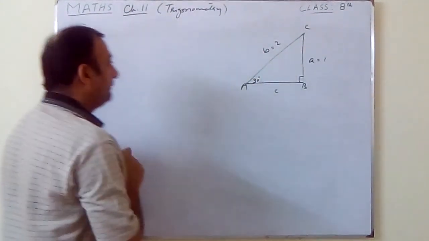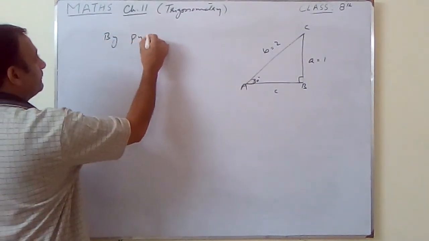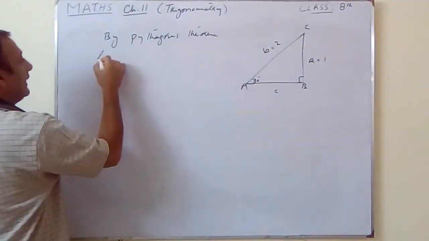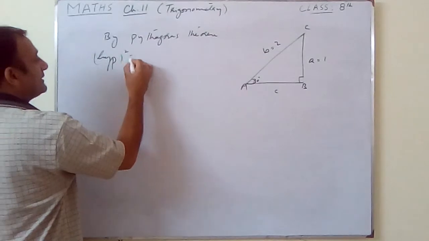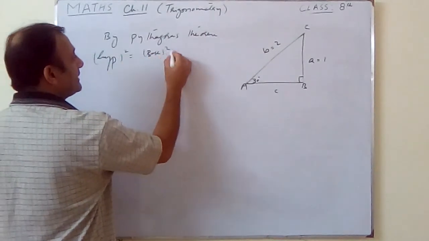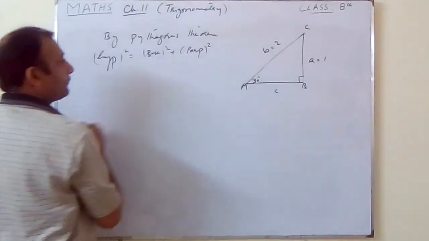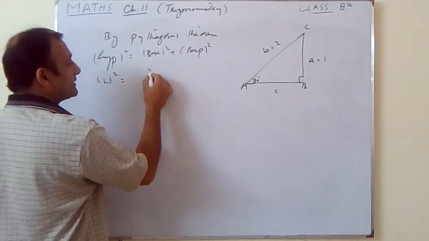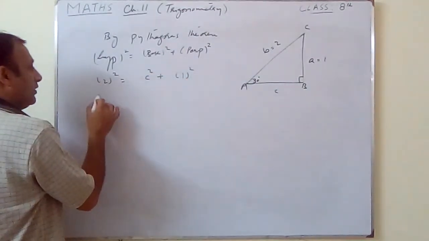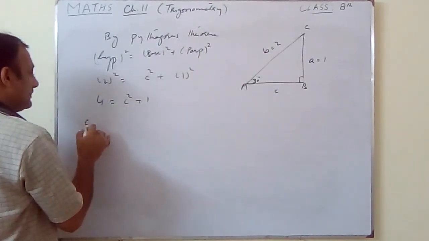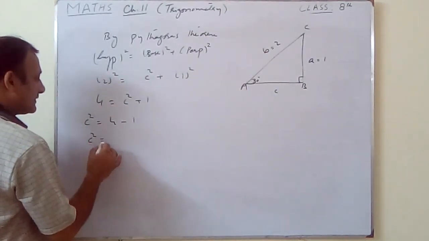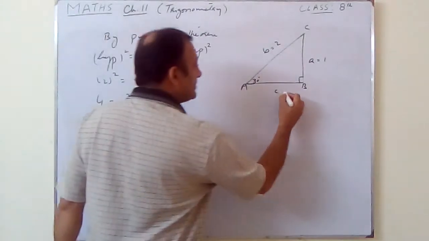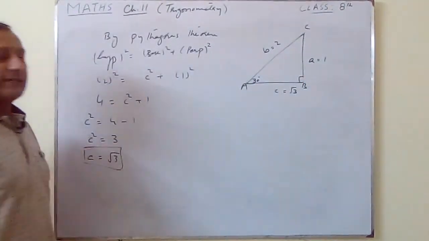What is the value of c? By Pythagoras theorem, we know that hypotenuse square is equal to base square plus perpendicular square. So 2 square is 4, c is unknown, so 4 equals c square plus 1 square, c square is equal to 4 minus 1, c square is equal to 3, or c is equal to square root of 3. So it means that the value of c is square root of 3.